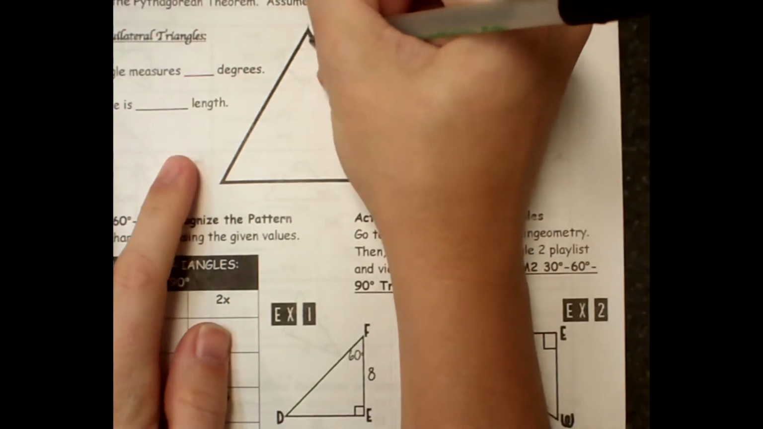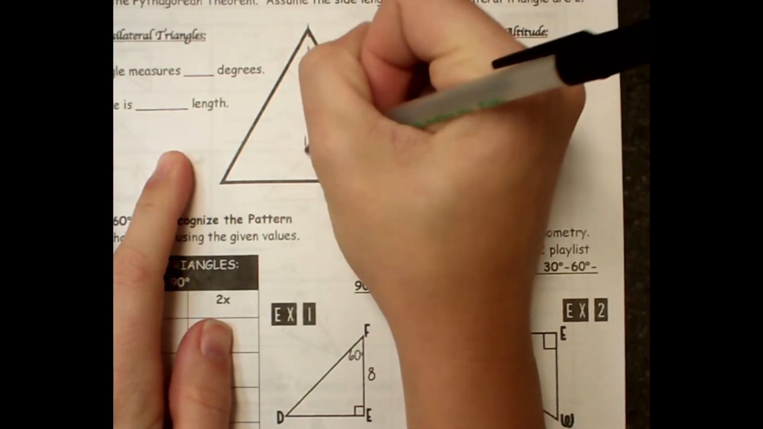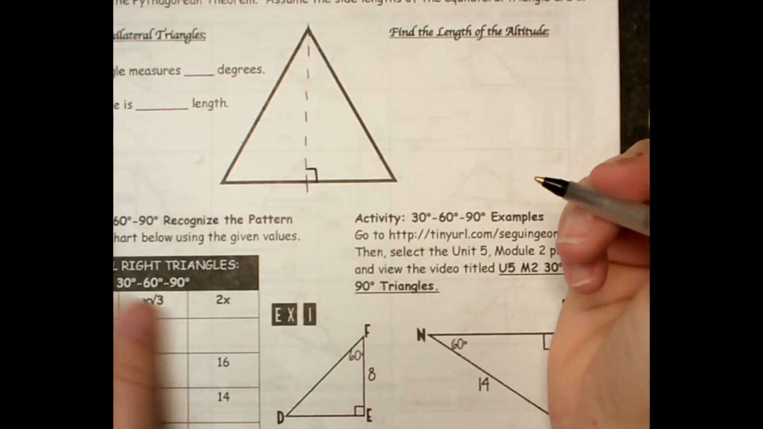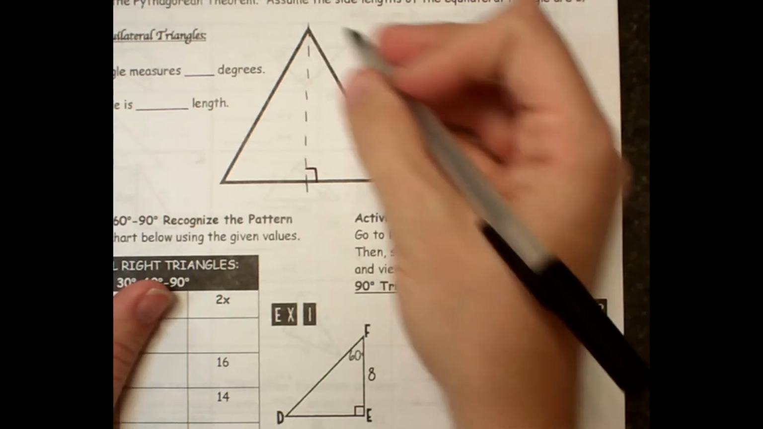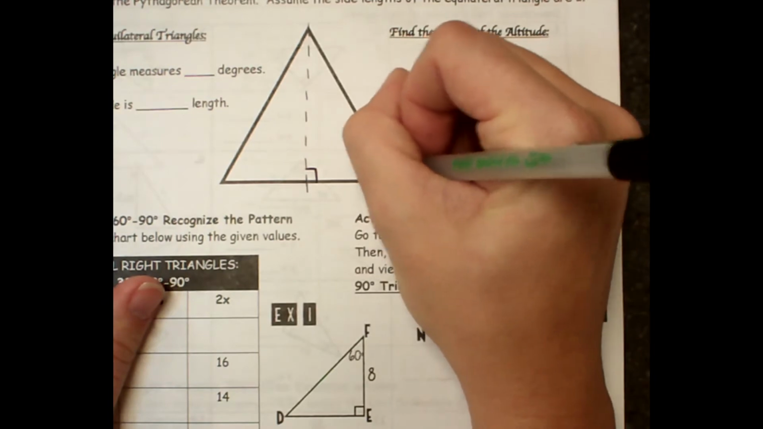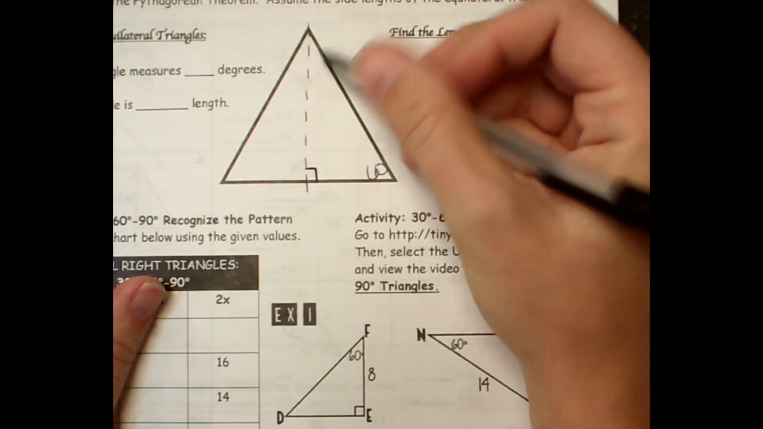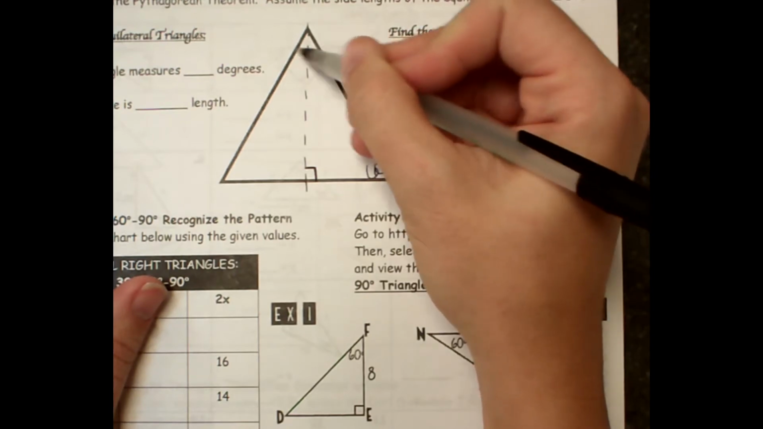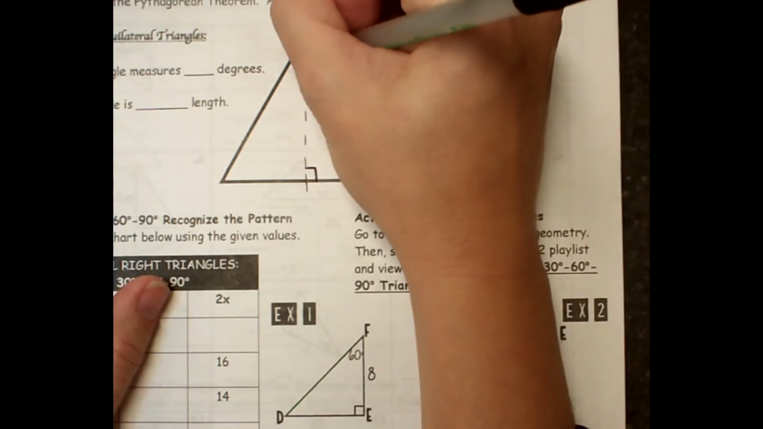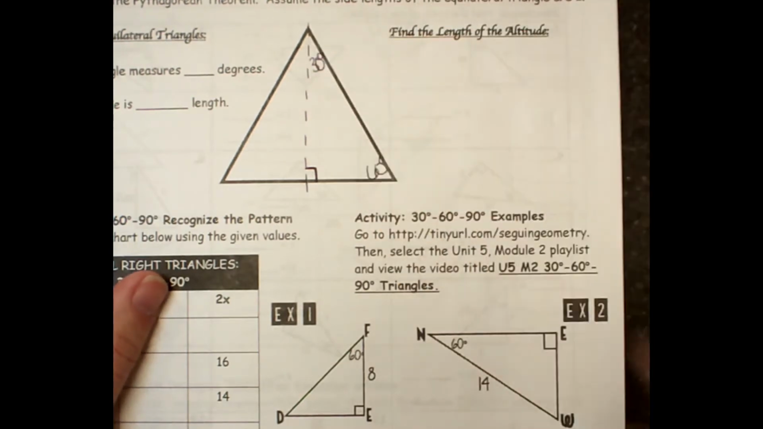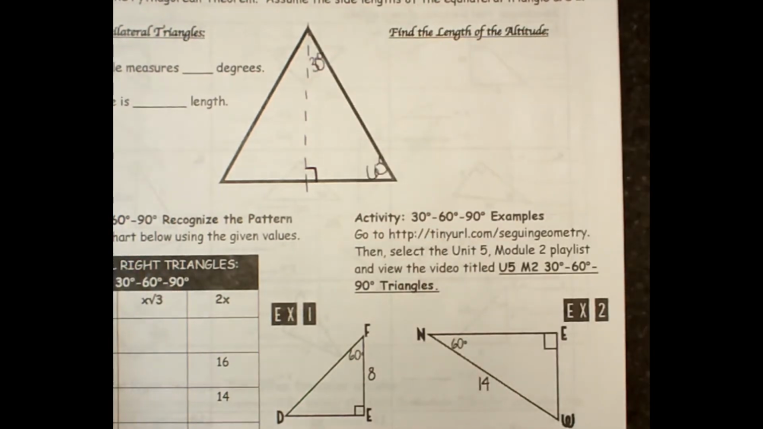If you were to draw your altitude in, which hopefully you did, it makes a 90-degree angle with the bottom. So remember, it's an equilateral triangle, which means it's equiangular, so each angle is 60 degrees. This altitude cuts this angle in half. If the total was 60, half of that is 30 degrees. So here's my 30, 60, 90 triangle. Using that, you can find the different leg lengths of the triangle.